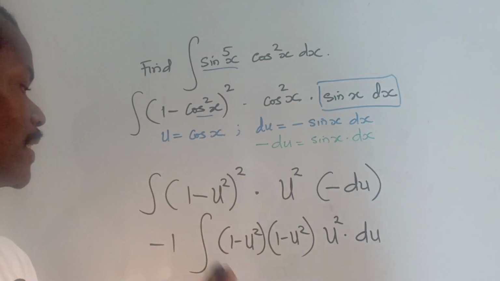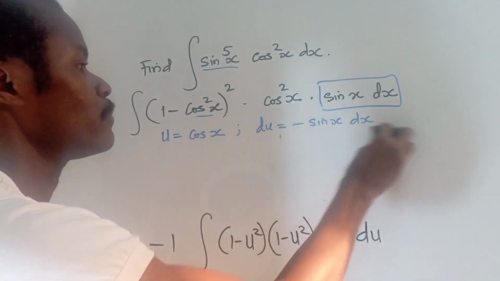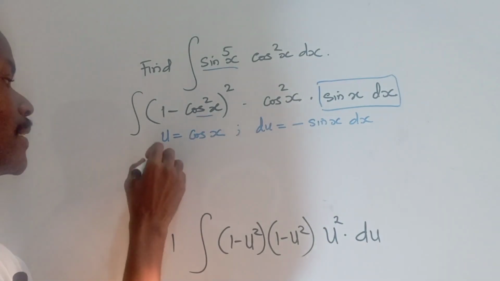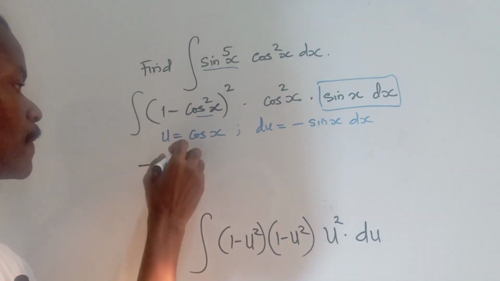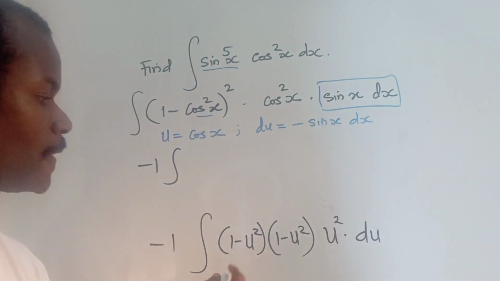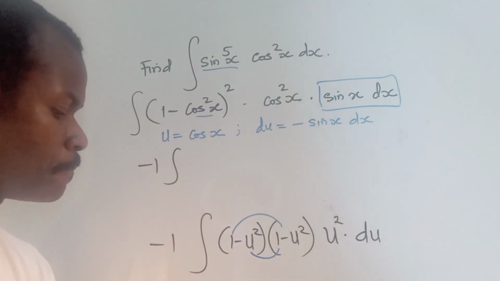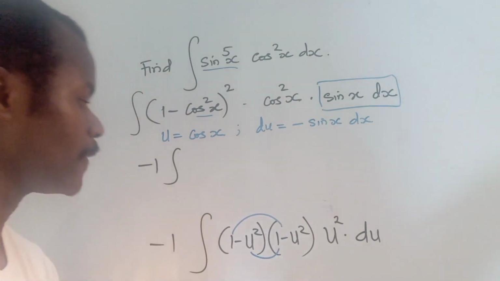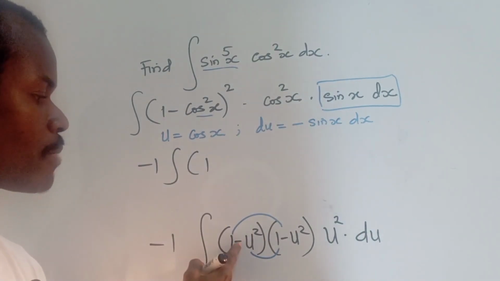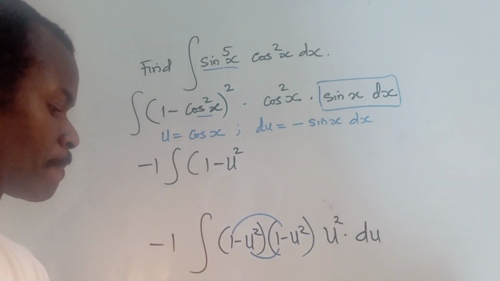So from this we can now, what? Open the bracket. Let's open the bracket and see what that is going to give us. So we have negative 1, the integral of, so I'm going to say 1 times 1 and this times this, using our knowledge of FOIL. So 1 times 1 here is 1, minus u squared times 1 is still minus u squared.